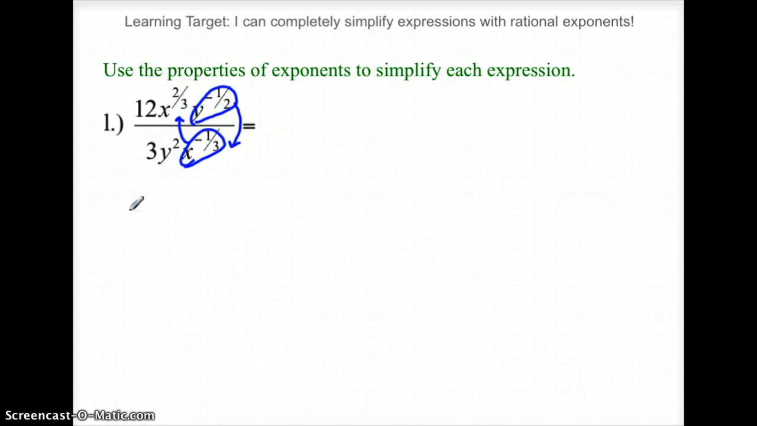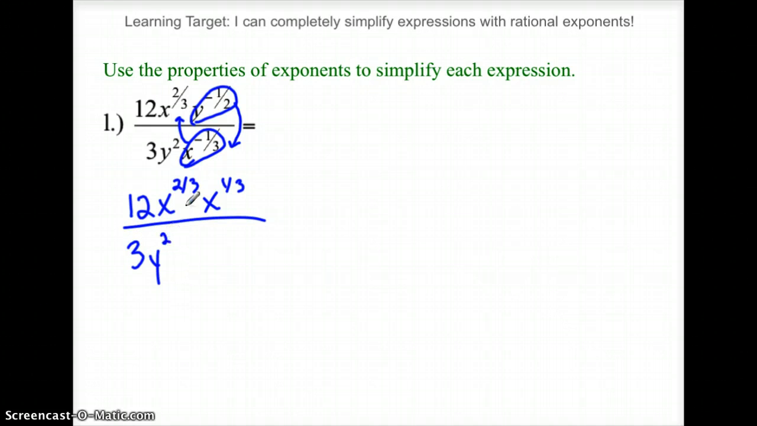Okay, so I've got the 12 and the x to the 2/3 that are still up top, but joining them will be x to the 1/3. Remember, it turns positive. On the bottom, we have 3y². That stays, but then joining them will be y to the 1/2. All right, now I've got repeated variables, so I want to simplify that.